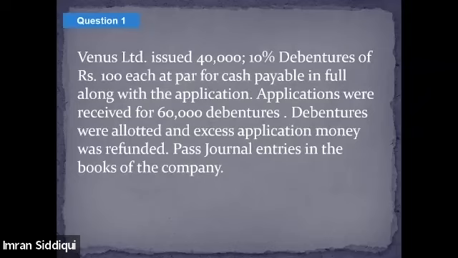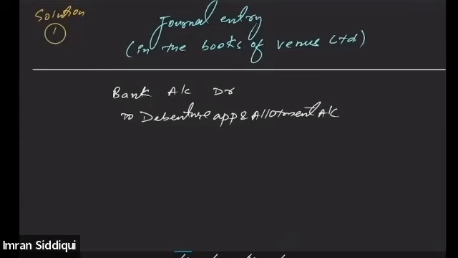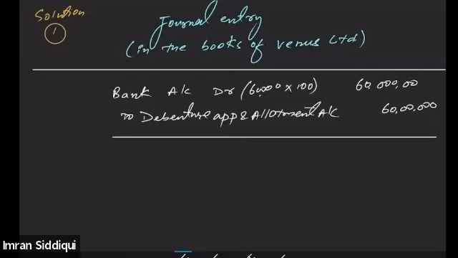For everyone, we have issued 40,000 debentures, but how much application have we received? We received application for 60,000 debentures. So we need to multiply 60,000 with the amount of debenture, 100. So it will be, tell me, 60 lakhs. 60 lakhs.